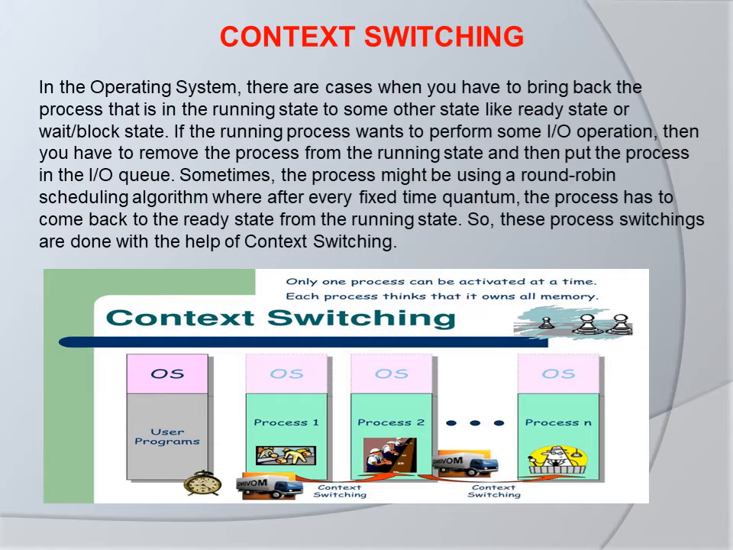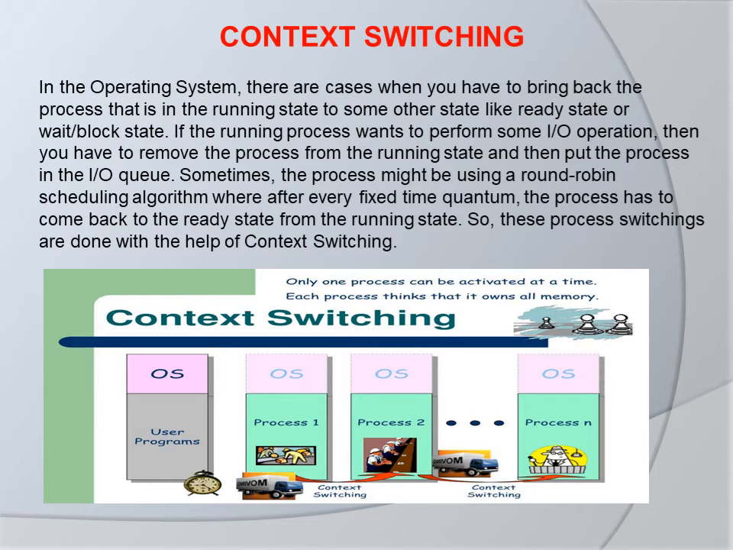Sometimes the process might be using a round robin scheduling algorithm, where after every fixed time quantum the process has to come back to the ready state from the running state. So in this algorithm, for execution of a process a particular fixed time is provided, and after that time is over, the process has to come back. So these process switches are done with the help of context switching.